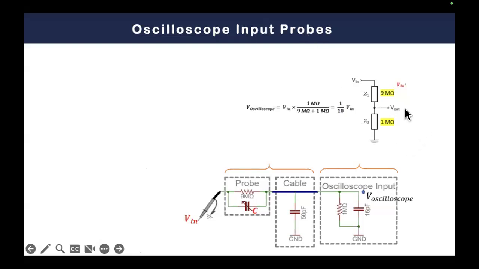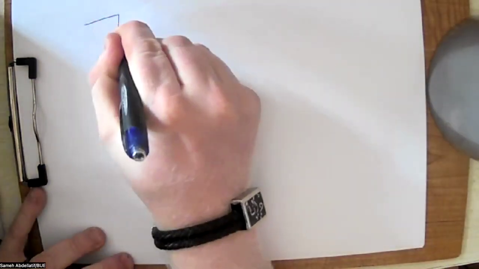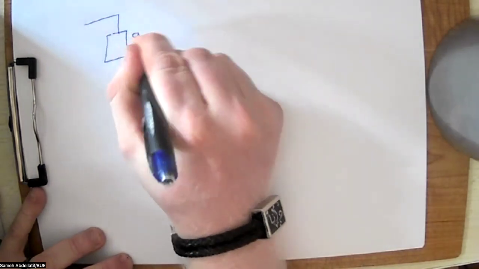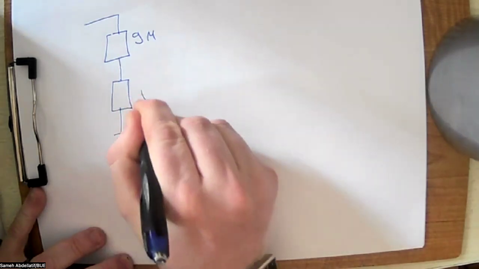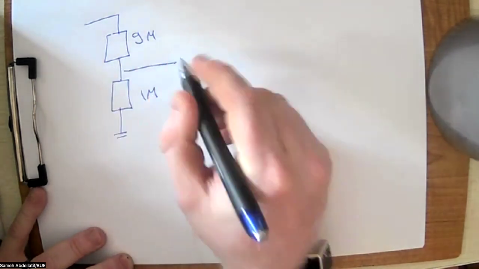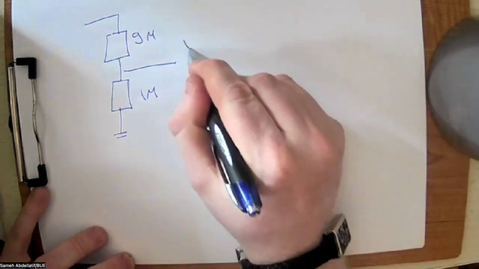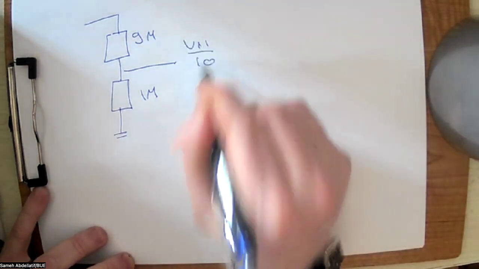So the question is, why should I maintain this 10x mode in my oscilloscope? So let's try to discuss it. I will again close this. Okay, so simply as we mentioned, we have here the 9 mega, and we have here the 1 mega. And theoretically, Vn here is divided by 10.